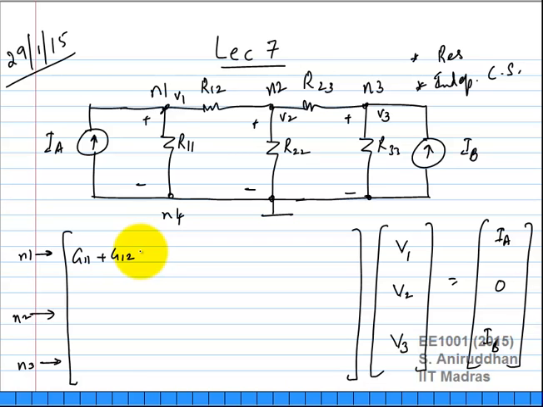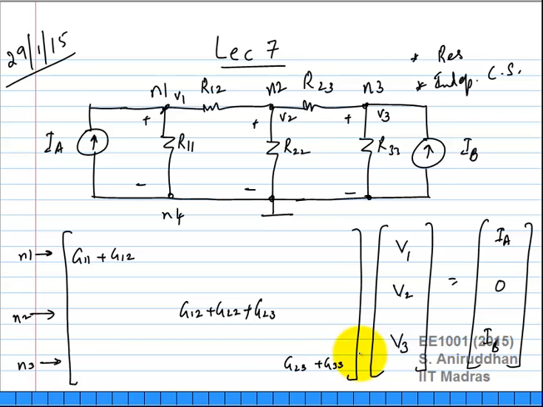What about the second diagonal element? I have G12 plus G22 plus G23, and for the last one I have G23 plus G33. Okay, so it's pretty straightforward to write down the diagonal elements of the conductance matrix. What about the off diagonal elements? We said the off diagonal elements can also be written down by figuring out what the equation would look like. We actually wrote down the equations, built the matrix, and then found out the pattern. Okay, and then you go back and get some intuition as to how the pattern came about.